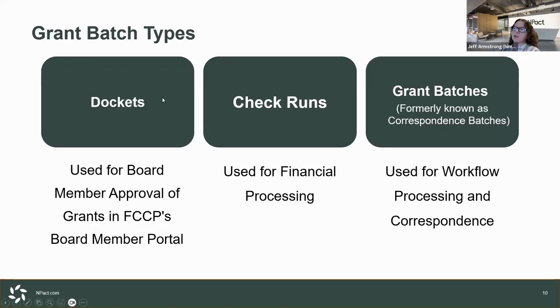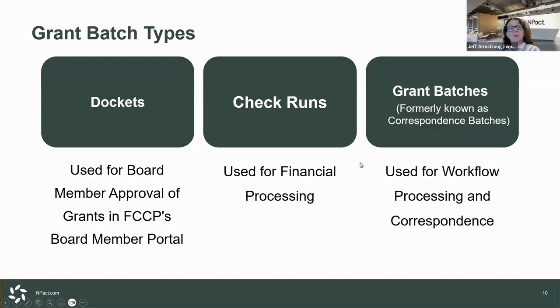You can do correspondence on a check run, you can do correspondence on a docket. So, if you've already got them batched up for a check run and you want to send an email to all these folks, a grant transmittal letter or something along those lines, you can do it from the check run screen and you don't really need to do a grant batch.